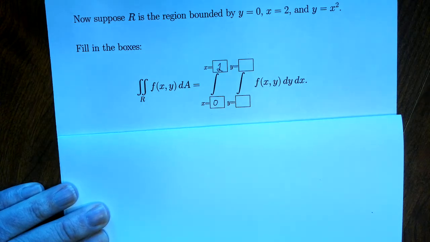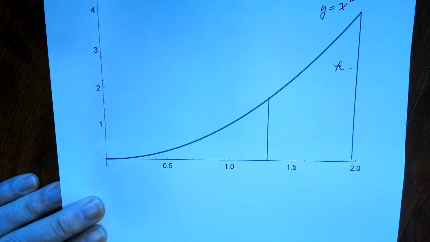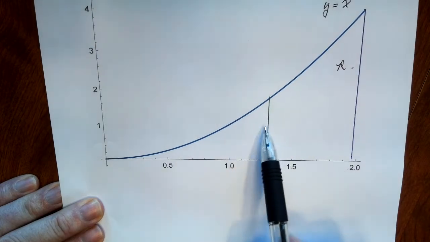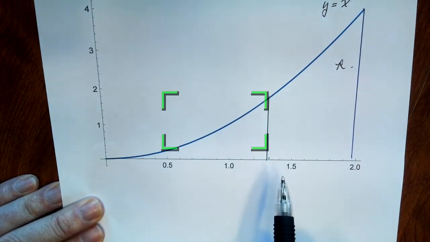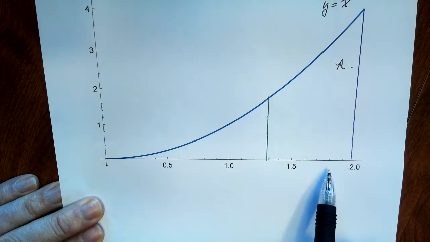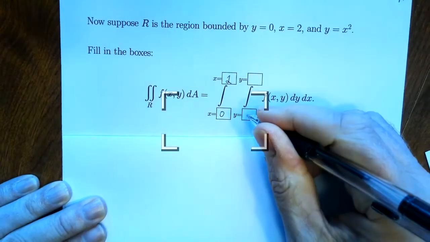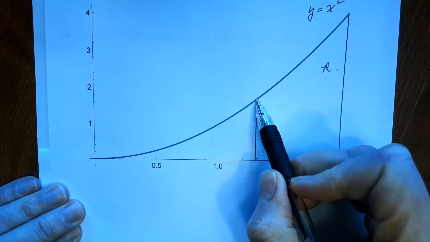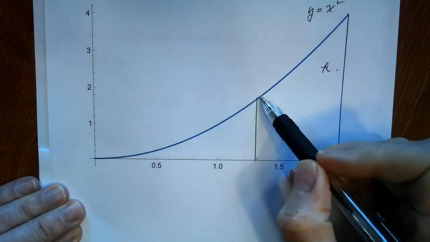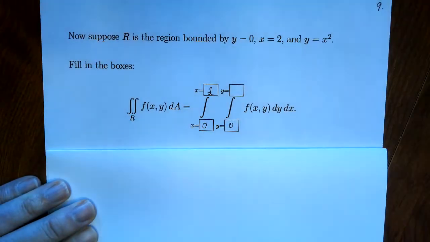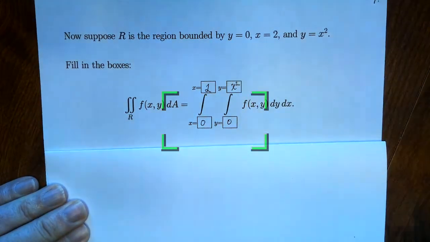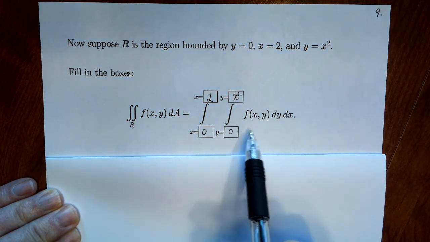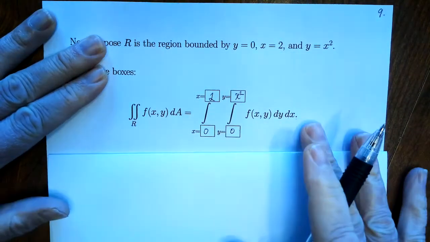Once we've done that, we choose an arbitrary value of x between 0 and 2 and we draw a vertical segment here. And that's what I've done. And we ask ourselves, for this vertical segment, what's the smallest value of y? What's the largest value of y going to be? Well, the smallest value of y is always going to be y equals 0. The largest value of y is going to be on the parabola where y is equal to x squared. That's right here. So that's going to be my upper endpoint. So my outer endpoints are just numbers, and my inner endpoints depend upon the outside variable of integration, which is x.